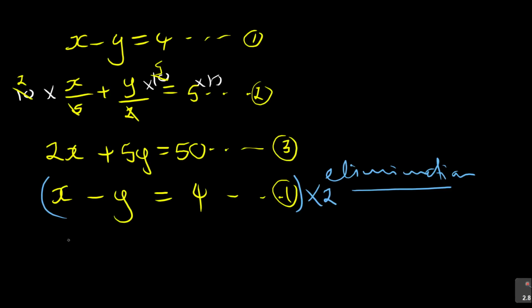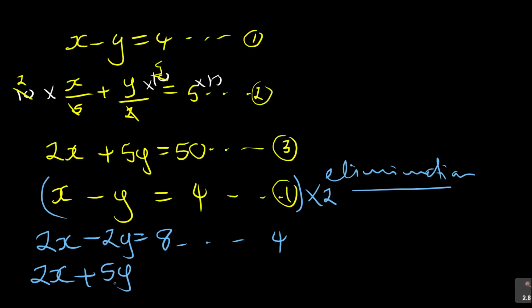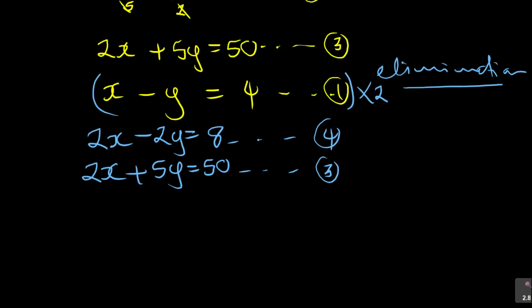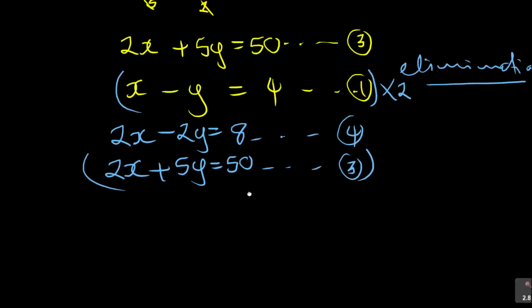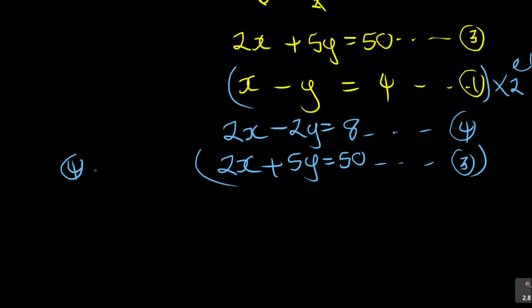It becomes 2 times x, it's 2x, 2 times y, minus 2y, is equal to 2 times 4, which is 8. Let's call this equation 4. Then I'm bringing in equation 3, which is 2x plus 5y is equal to 50. That's why I call it elimination, because I'm going to eliminate x. Here I'm going to say equation 4 minus equation 3, so put a minus there.